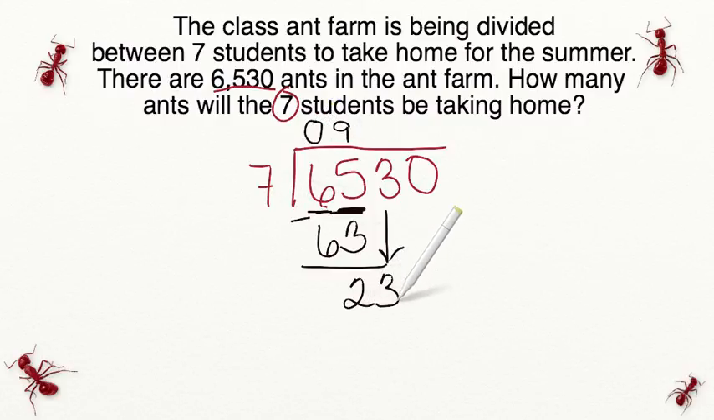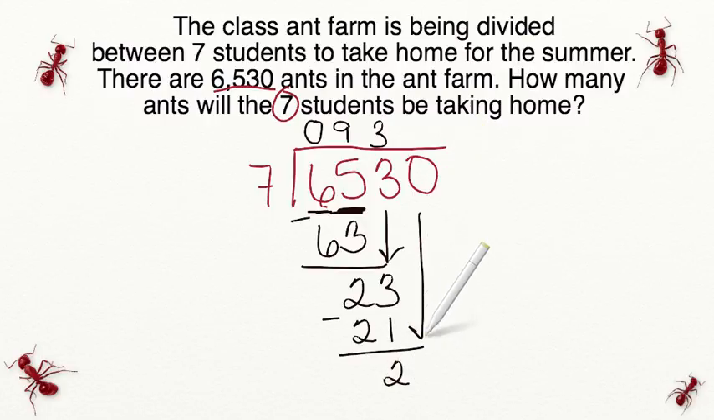7 can go into 23 3 times. 7 times 3 equals 21. And when I subtract down, that gives me 2 left over. So now I'm ready to bring my last place value. 7 can go into 20 2 times. 7 times 2 equals 14. And when I subtract, that gives me a remainder of 6. So that means that each student will be able to take home 932 ants, and that will mean that there are 6 ants left over.